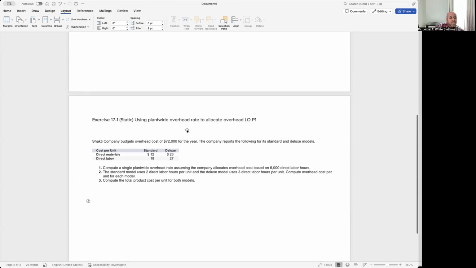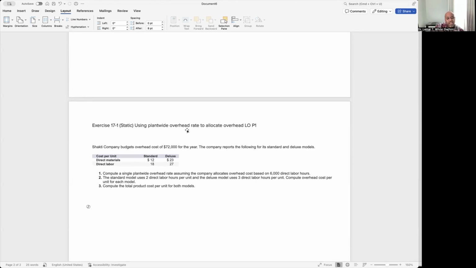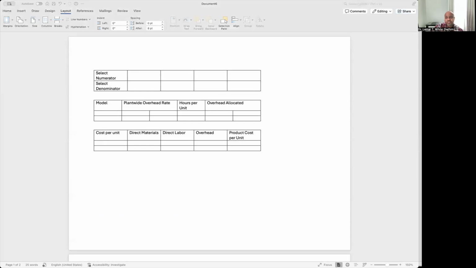So let's get started. Compute a single plant-wide overhead rate, assuming the company allocates overhead costs based on 6,000 direct labor hours. In order to do this, we're going to start with our select numerator, which is going to be our total budgeted overhead costs. So I'm going to put that here. Divide that by my select denominator, which is my total budgeted direct labor hours.